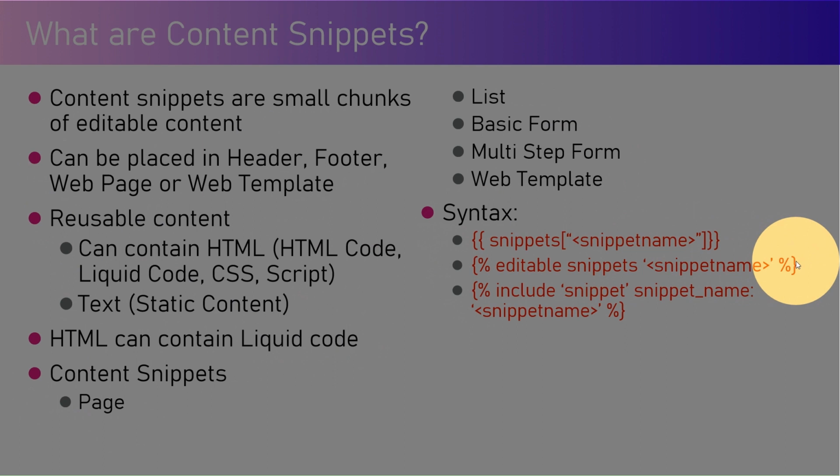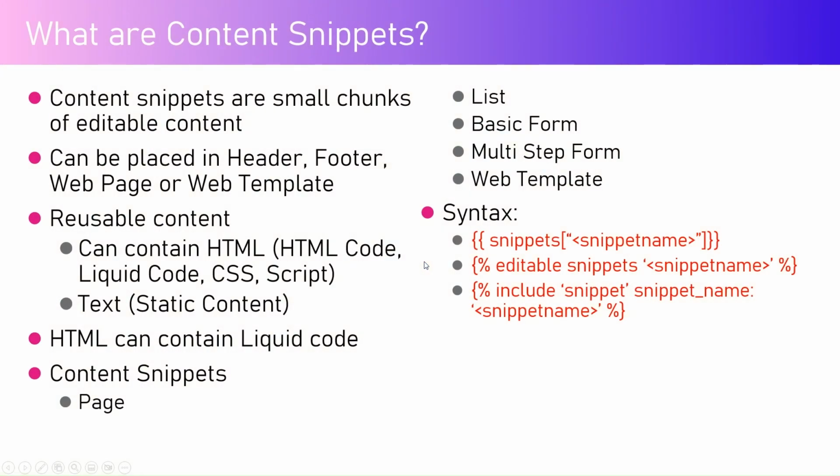And also, there is another parameter which says type colon HTML, or you put a default colon some value, because if you edit a snippet and if there is no value, then it will take that default value. Another syntax is you can include the snippet name, and then you can reference the snippet name within your code. So, I'm going to do a quick demonstration on that.